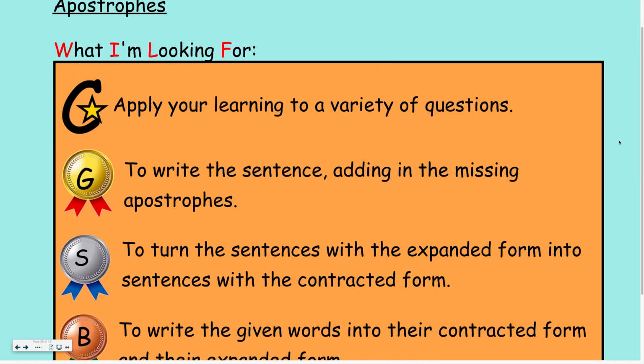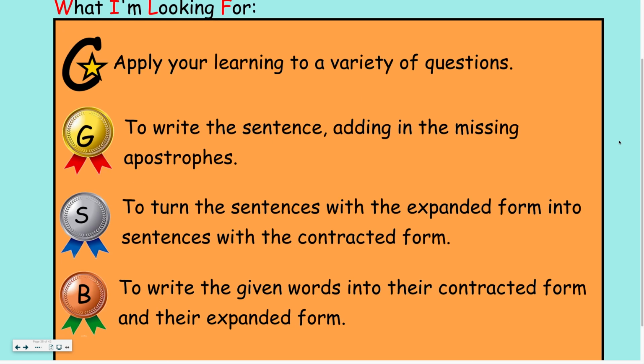Okay, so our WILFs for today. The bronze WILF is that you will write the given words into their contracted form and their expanded form, so you have to do both. Sometimes you'll be making them into the shorter contracted form and sometimes you'll be expanding them. So for example, cannot would become can't, but you might be given can't and then have to write it into the expanded form, cannot. The silver is to turn the sentences with the expanded form into sentences with the contracted form. The gold is to write the sentence adding in the missing apostrophes, and the challenge is to apply your learning to a variety of different questions.